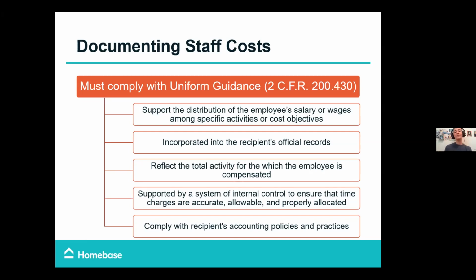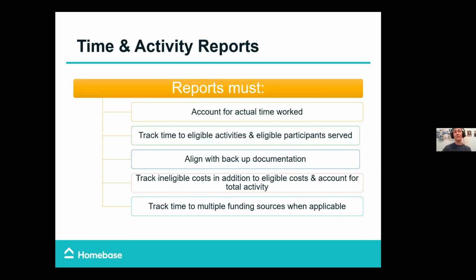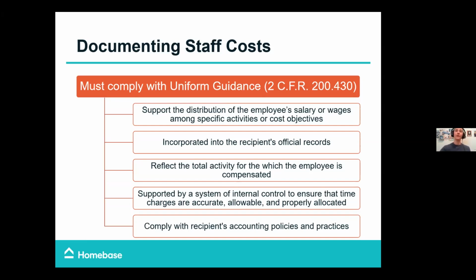What the uniform guidance says is actually fairly general about what needs to be in this documentation of staff costs. Whatever this documentation is, it has to be able to support the allocation of that staff time among specific activities or cost objectives. What that means is you have to track time to a grant. It has to be really clear that this time was benefiting this grant. You have to have a standard way of tracking time and of incorporating that into your official record keeping.